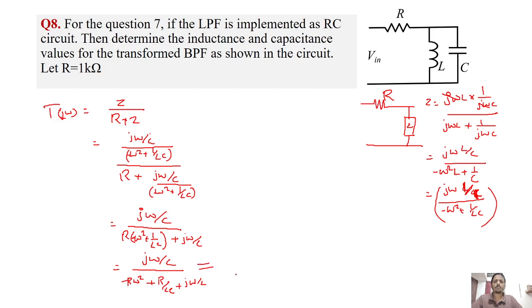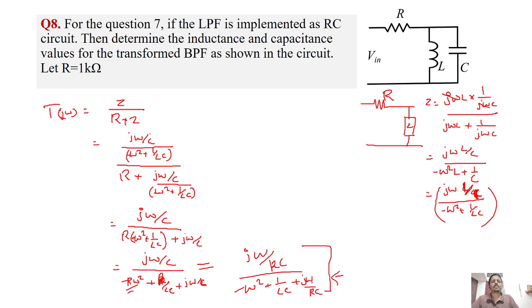Okay, so I'll get a term in terms of omega. So I can take this R outside, so it will be j omega by RC by omega square, and I think I missed something. There won't be R here, right? R is there. Okay, R is there. 1 by LC and this is C, j omega by RC. So this will be the equation.